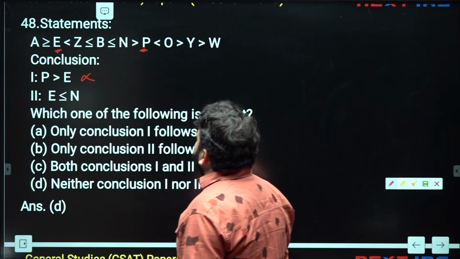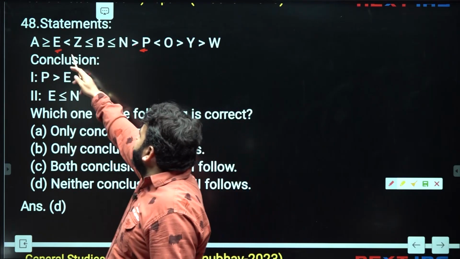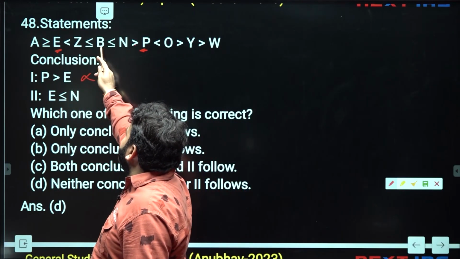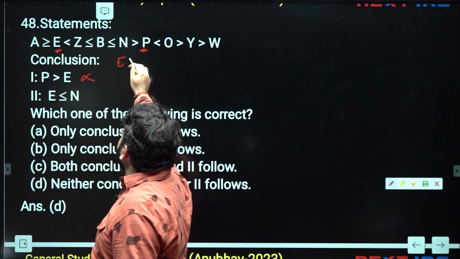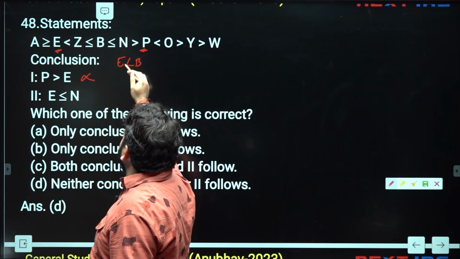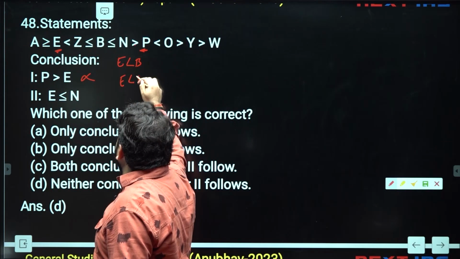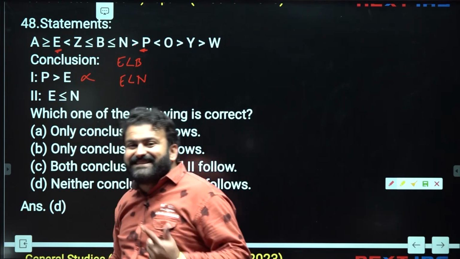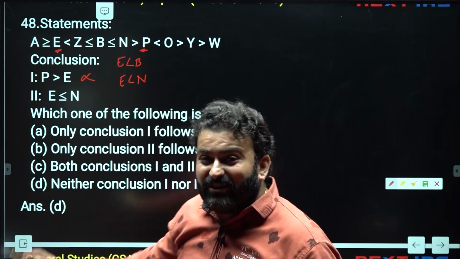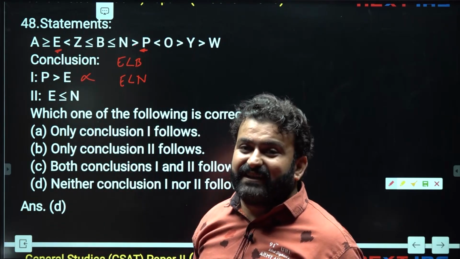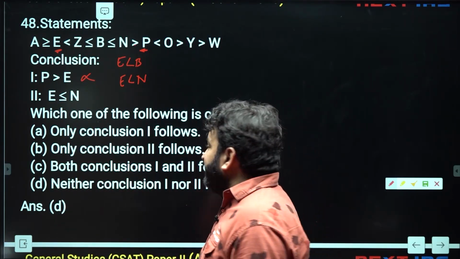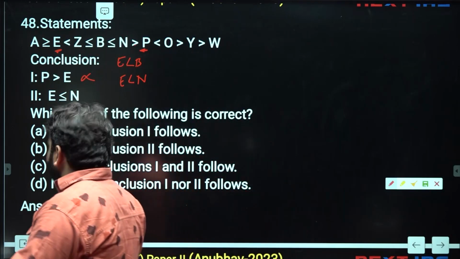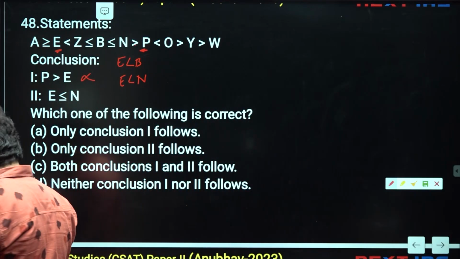Gone. E less than or equal to n. Other, e is less than z and z is less than or equal to b. It means e will be less than b. And b is less than or equal to n, it means e is less than n. So e less than n will be the conclusion, not e less than or equal to n. Remember, the conclusion will be e less than n. So here in this case neither the first nor the second conclusion follows.